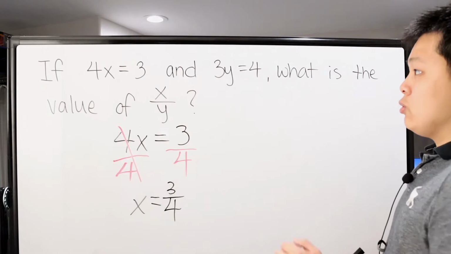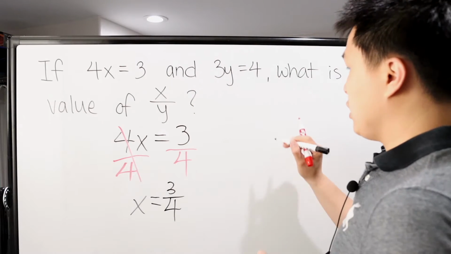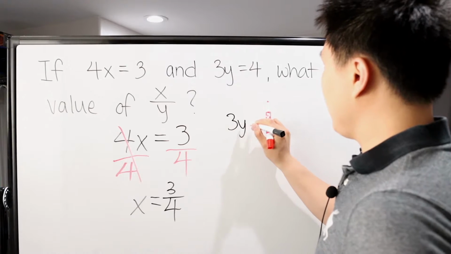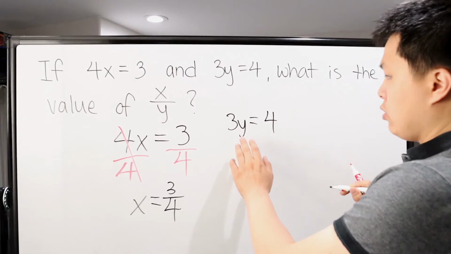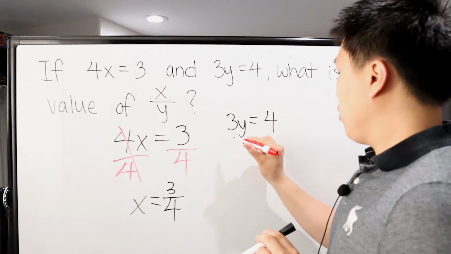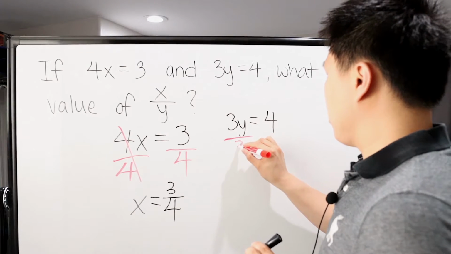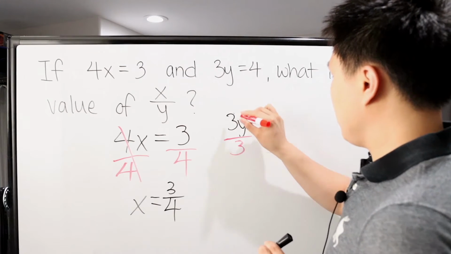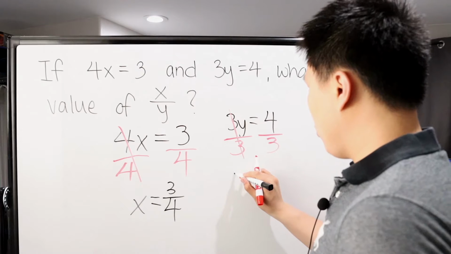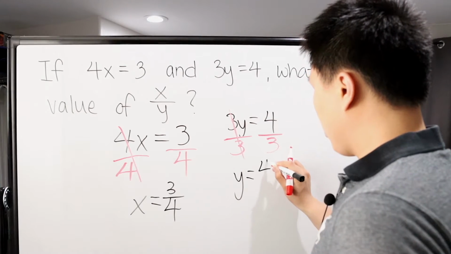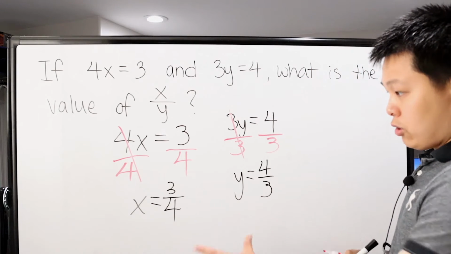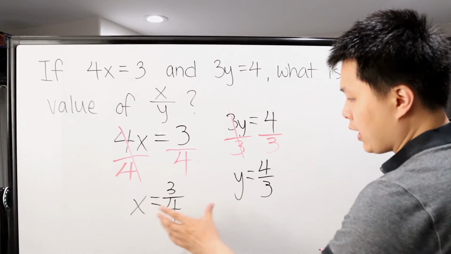Okay, now we have to do the y. This is the second equation. Once again, we have 3y equals 4. In order to isolate y by itself, we're going to have to divide by 3 here and by 3 here. This goes away. Now we have y equals 4 over 3. So there we go. We have the two results. Here's our x and here's our y.